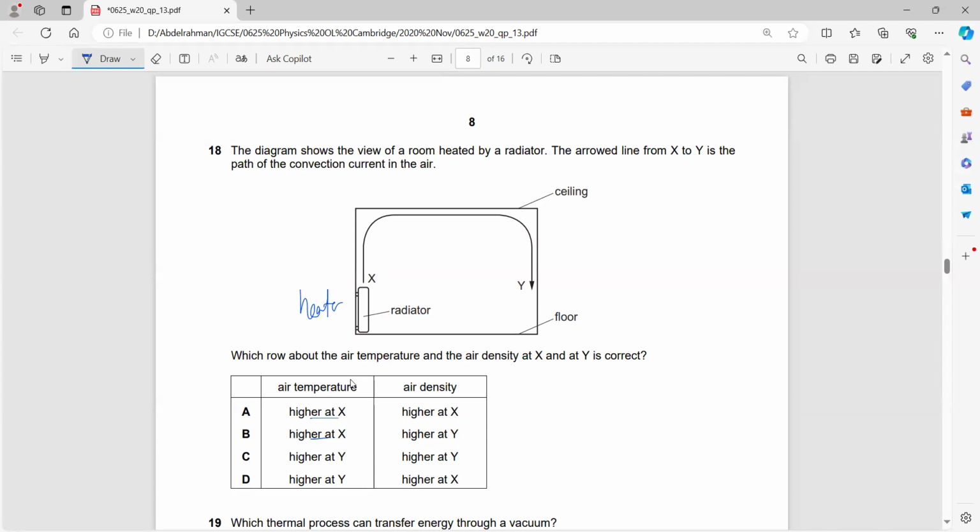So it could be A or B. The density at X is lower. Why? Because the temperature is higher. Density is higher at Y because as the air cools down, the density increases. So it should be B. Yes, it should be B.